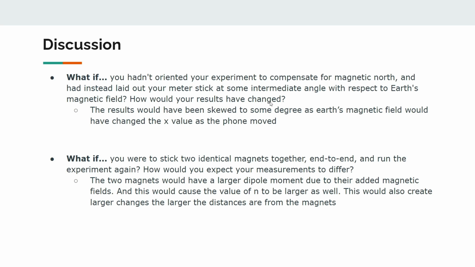For the what if, the results would have been skewed to some degree as the Earth's magnetic field would have changed the x value as the phone moved. And for the second what if, the two magnets would have a larger dipole moment due to their added magnetic fields, and this would cause the value of n to be larger as well. This would also create larger changes the larger the distances are from the magnet.